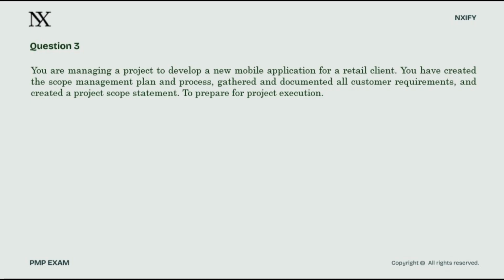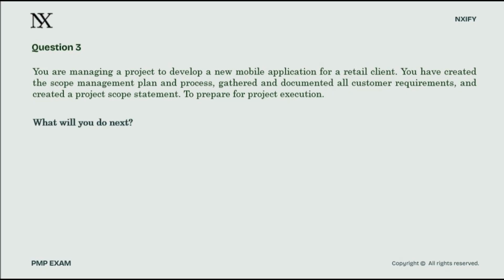Picture that moment. You've just closed the cover on a formally signed scope statement. Every deliverable is described, every boundary of the project is defined. The document is done, approved, and sitting on your desk. You are standing at a precise fork in the road. And the question is this: what is the next step to prepare for project execution?